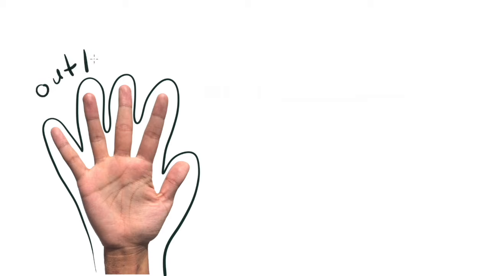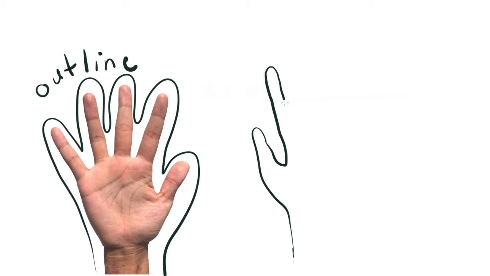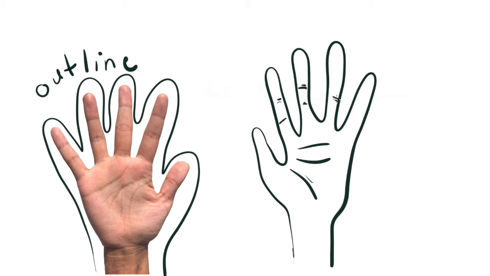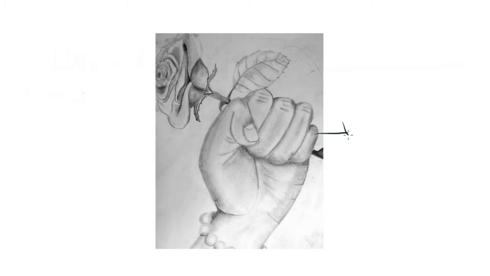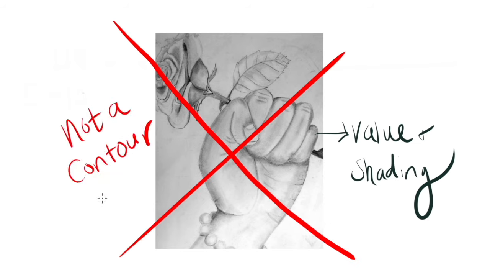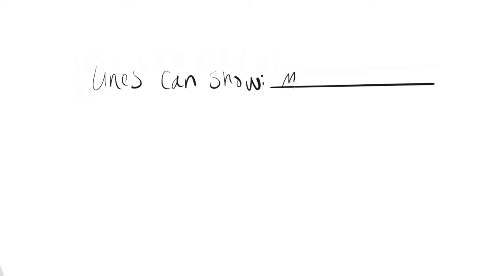Some lines outline things, like the outline of a hand. And some lines create the form using lines only. These are called contour drawings. They include outlines and other details. Here's an example of a contour drawing of a hand. This is a pretty cool drawing, but it shows value and shading. So this is not an example of a contour drawing.